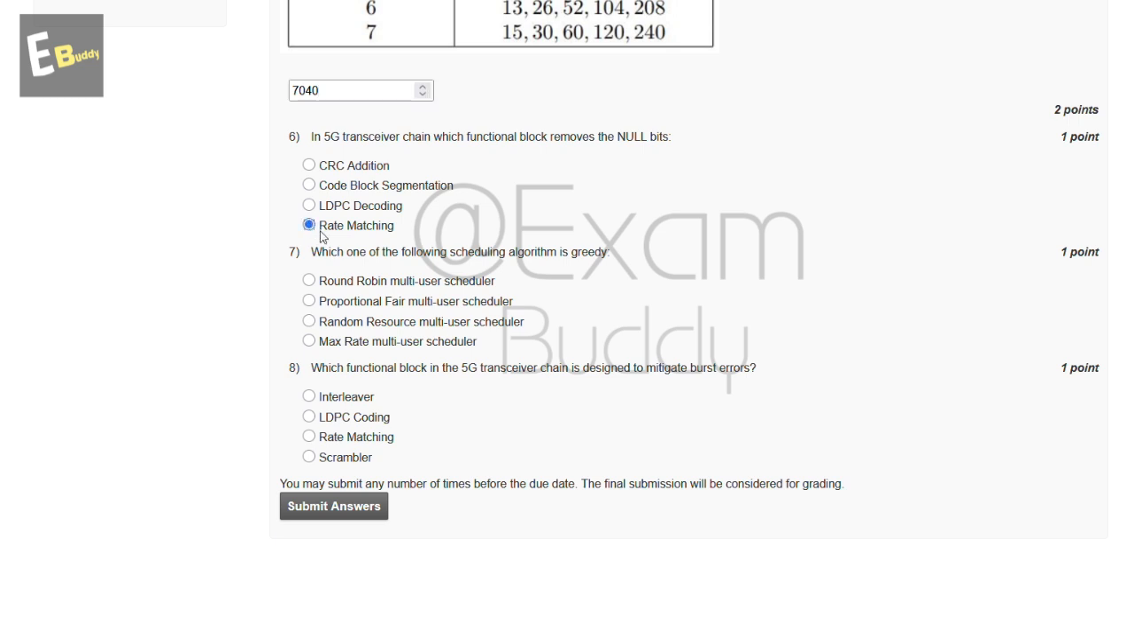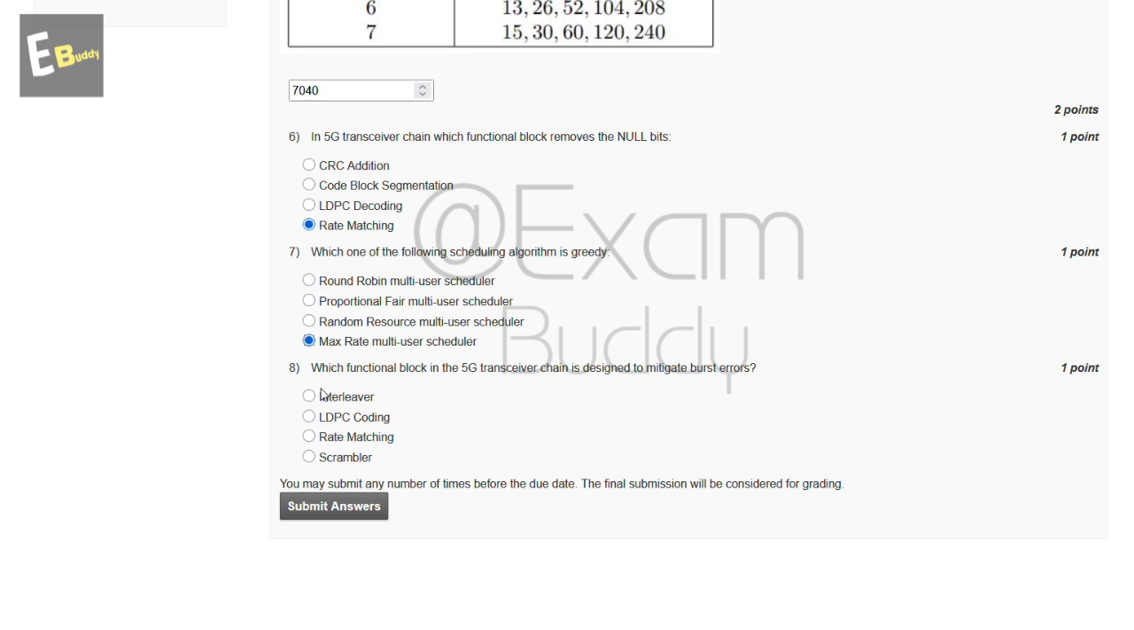Now the seventh question is which one of the following scheduling algorithms is greedy? Round robin multi-user scheduler, proportional fair multi-user scheduler, random resource multi-user scheduler, max rate multi-user scheduler. So the answer of our seventh question is D, max rate multi-user scheduler.